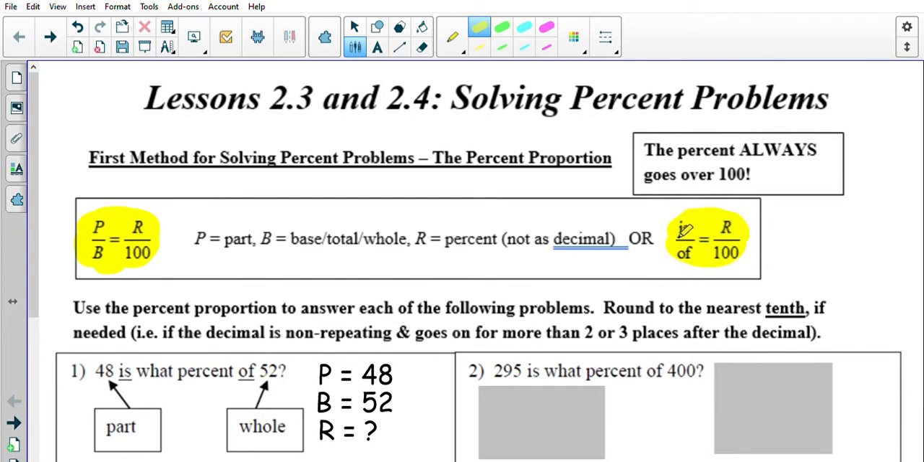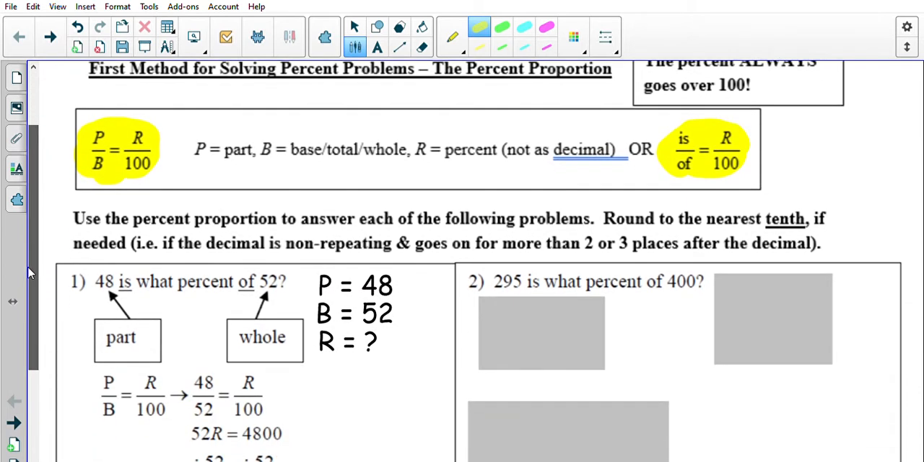Now the other thing that I've taught in the past is is over of equals R over 100, because typically your part is pretty close to the word "is" in the problem, and your base is typically close to the word "of," because a lot of times it will be out of some sort of total. So look for those keywords in the problem because they can guide you a little bit as to what the part and the base will be. The percent is really easy to identify because it has a percent sign after it.